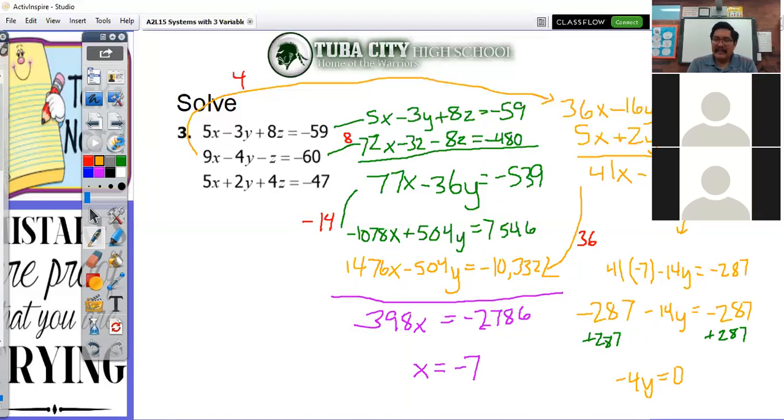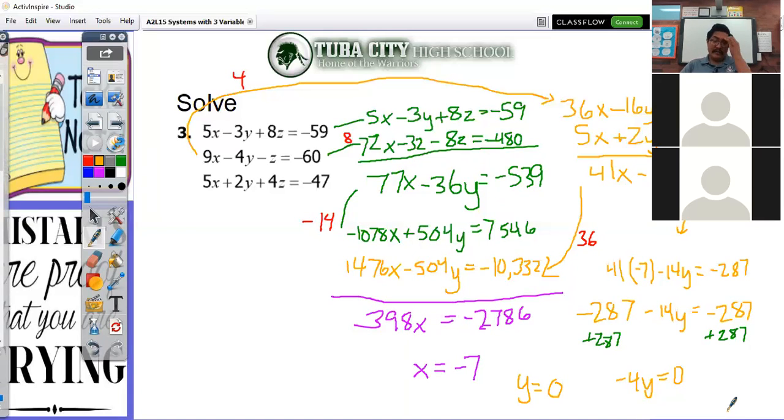What number times negative 4 can give me 0? Well, in that case, we're going to have to use our zero product property, and y is equal to 0 because negative 4 times 0 is 0, so that means y has to be 0. Or I could divide both sides by negative 4, and 0 divided by negative 4 is still going to be 0. So anyway, there we go. We got that one.